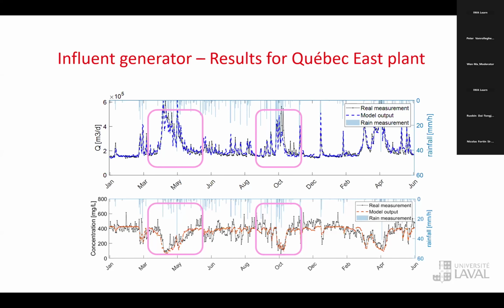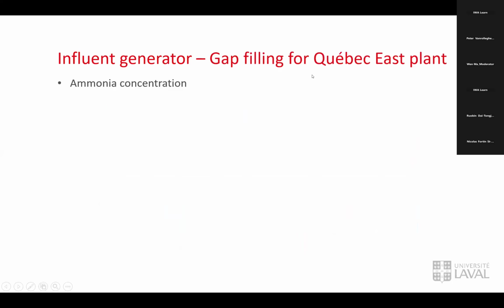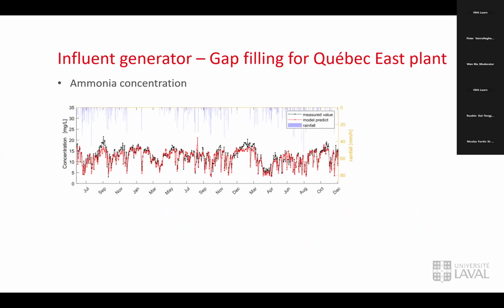Okay, thank you. So the result is also for ammonia, which is an important nutrient, of course. And what we have here is the treatment plant. They don't measure every day. They measure on weekdays. They don't measure the ammonia concentration at the weekend. So when we want to have a full-scale data set, we want to fill up these gaps.